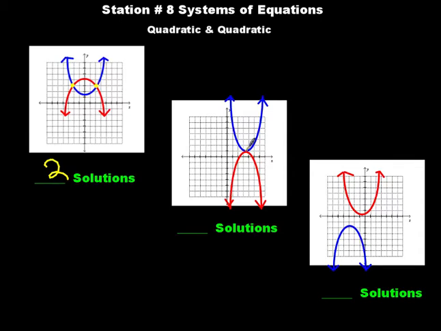This one just touches at one spot, so it has one solution. And these parabolas over here, they don't ever touch, so they have 0 solutions.